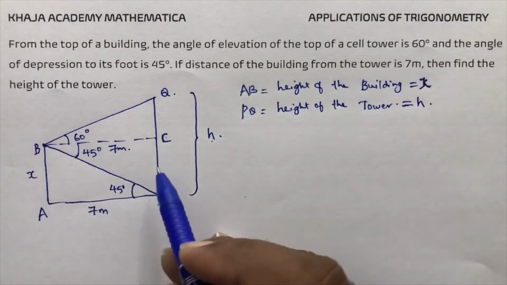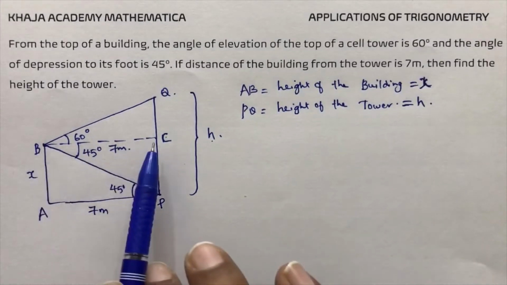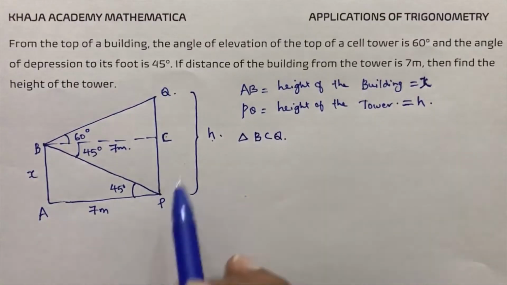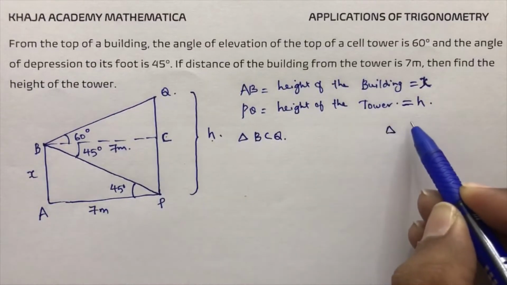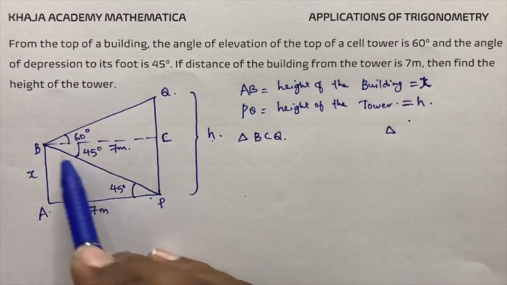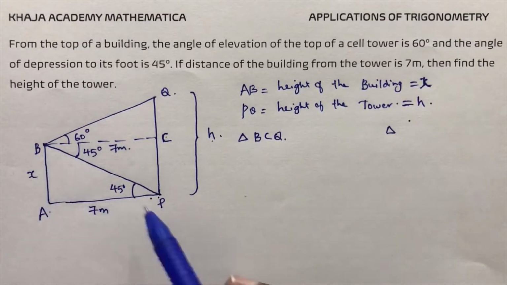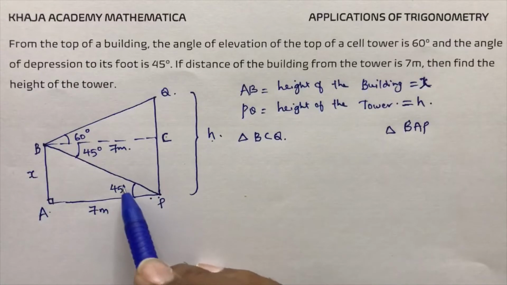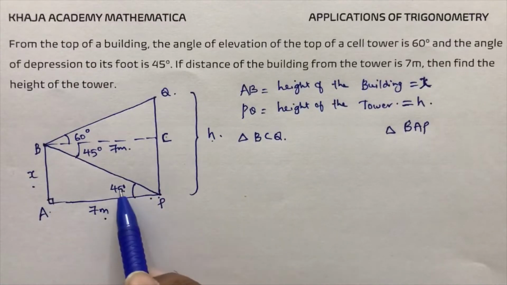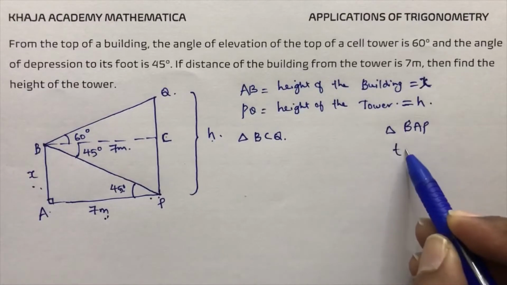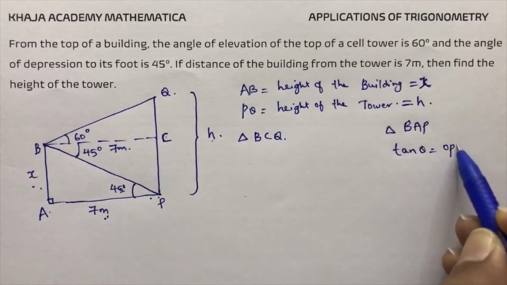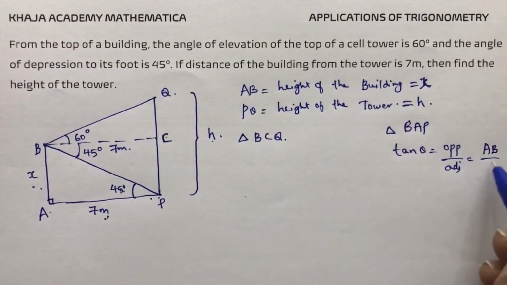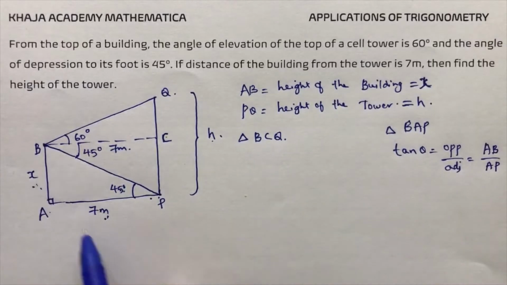Now see, I'll take the triangles. Triangle BCQ, so before that, triangle BAP you can take, or you can take BCP also. So I'll take triangle BAP, it will be 90. In BAP, theta, opposite, adjacent, so tan theta is opposite by adjacent. In this triangle, opposite is AB, adjacent is AP.